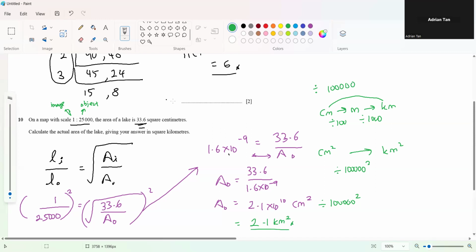So that is the area of the lake in real life. So moving on to question number 11. 11, please skip because this is a matrix question. This is part of the old syllabus, no longer relevant to us. So we are looking at number 12 and 13.